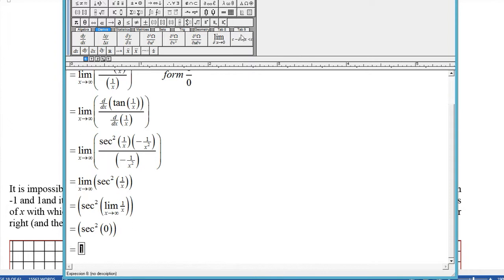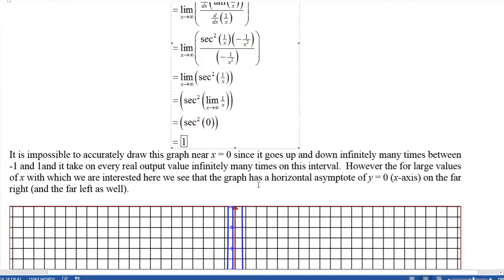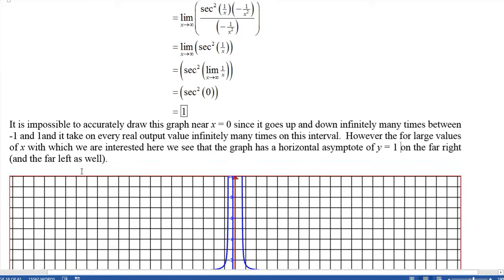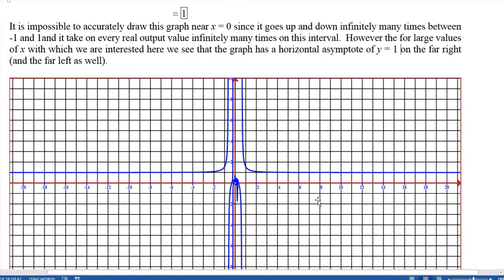Okay, and so we should see a horizontal asymptote of y equals 1 on the far right, and it turns out it's also the same on the far left. And so if we graph this, this is what we get. We get a horizontal asymptote of y equals 1 right there on the far right and the far left, and the graph does bear that out.